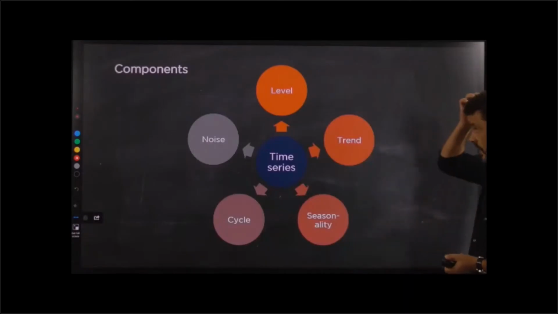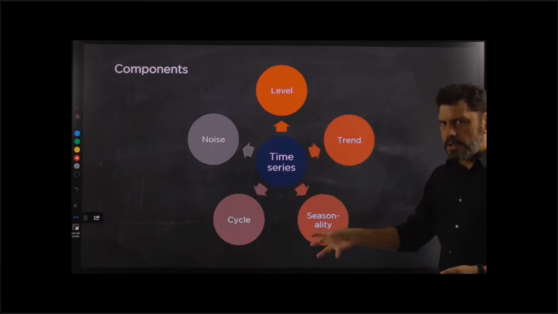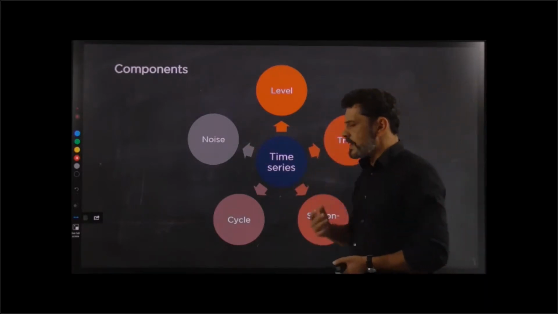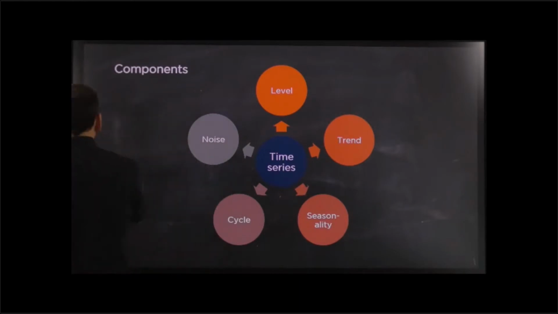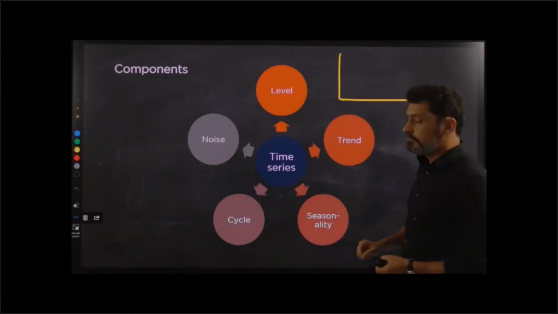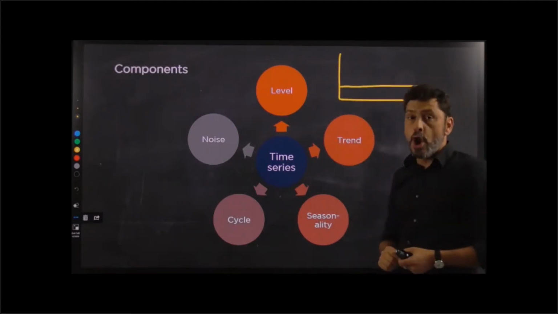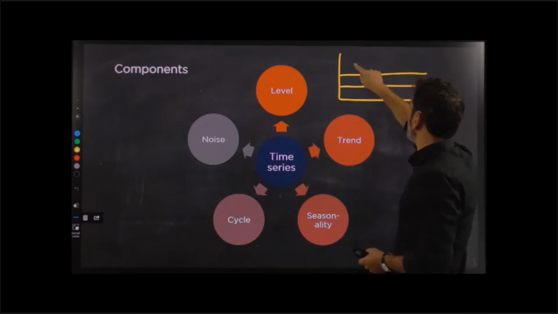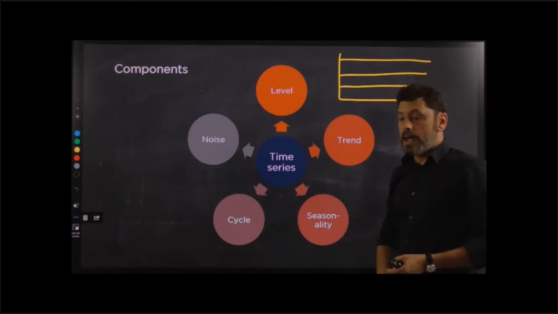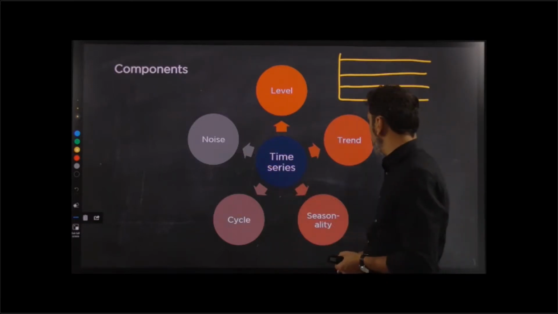Now, let's look at it. We have things we call level, trend, seasonality, cycle, and noise. That's all that can be in your time series. And how does that look, or how should we look at it? Well, the level, in essence, is telling us its level. So it's telling us whether it's a low, medium, or high demand. Actually, it's just giving the magnitude of the demand. Let's look at it like that.